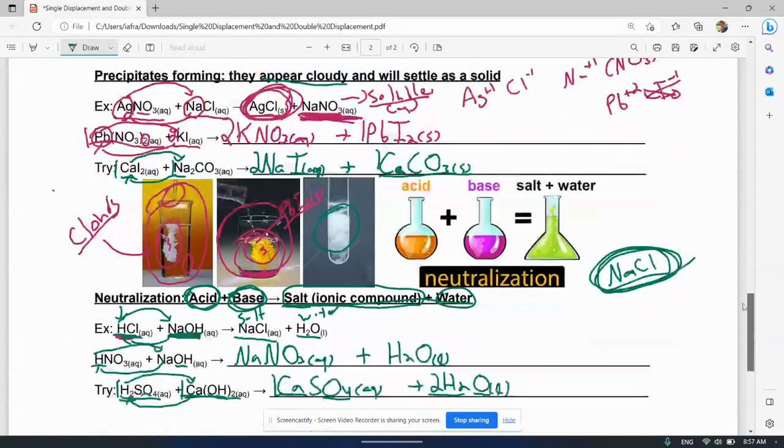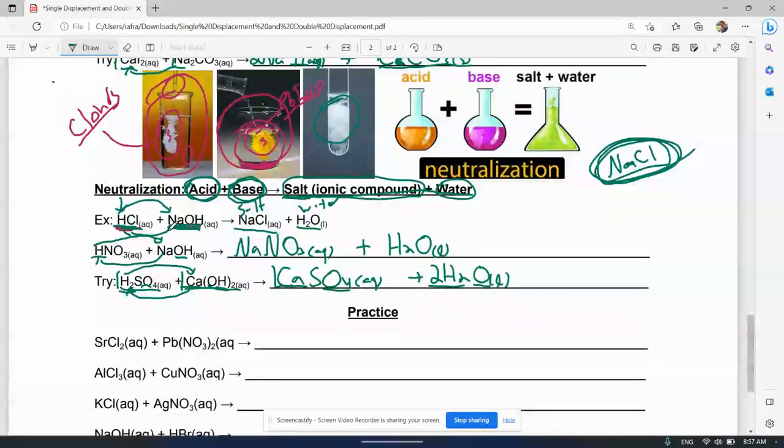And then for acid-base reactions, as soon as you recognize the base with the OH there, the likelihood is the other substance will be an acid, which starts with the H there. You do the crisscross, you always get this ionic compound that we call salt. It's still called sodium chloride, but sodium chloride is a type of salt. Here we have sodium nitrate. Sodium nitrate is a type of salt. Here we have calcium sulfate. Calcium sulfate is a type of salt. And then the other compound produced always with acid-base reactions is our water as well.